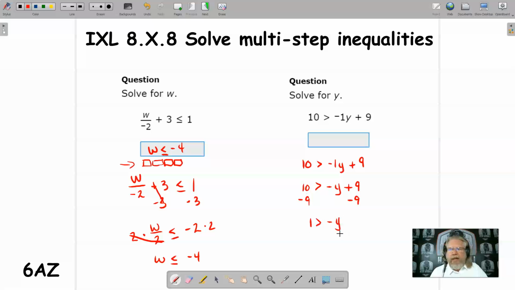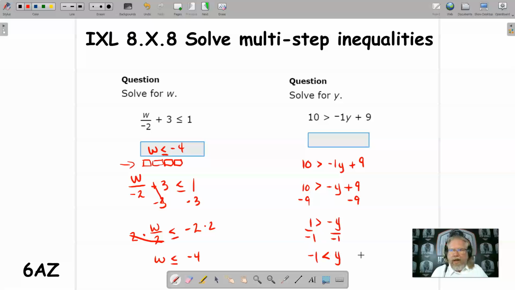So now we need to divide by a negative 1. And why are we doing this? Because the y is negative. We need it to be positive. But whenever we divide by a negative, what do we do? We change the sign. So negative y over negative 1 is positive y, and positive 1 divided by negative 1 is negative 1.